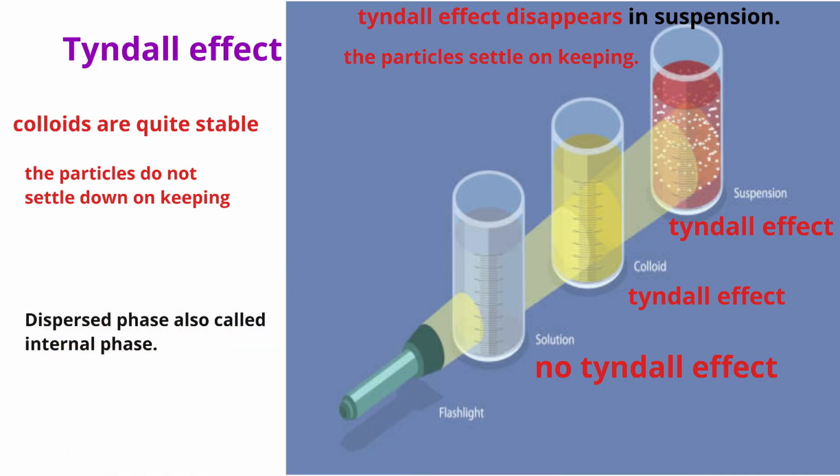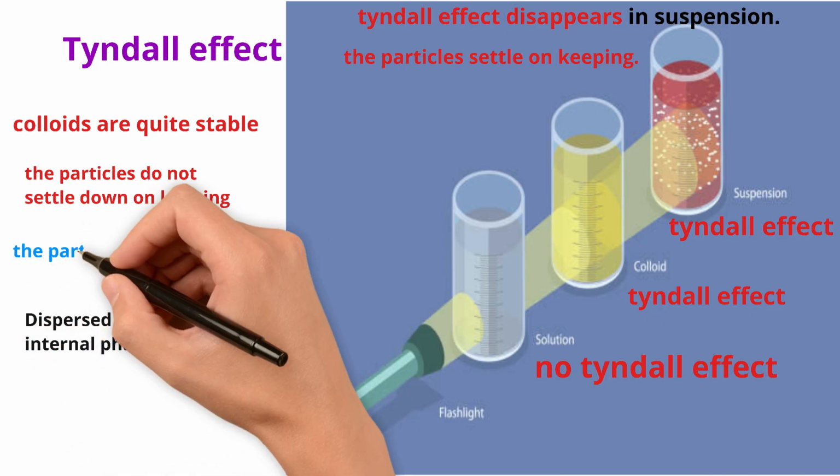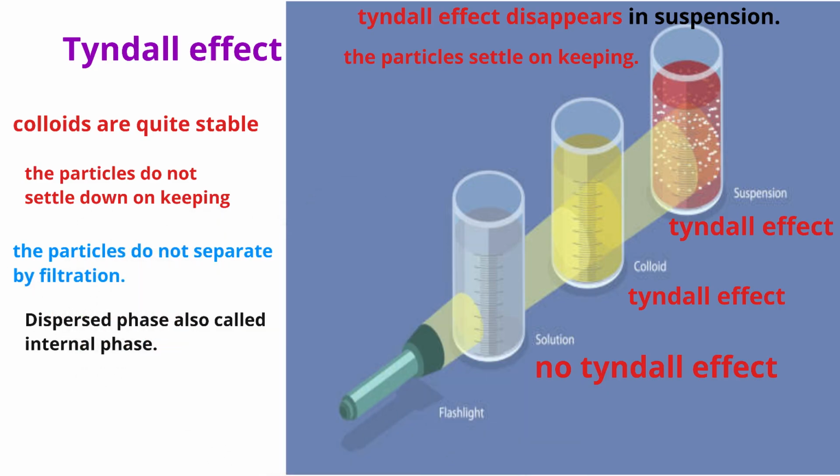The dispersed phase in a colloid is also known as the internal phase. The particles don't separate by filtration because the particles can pass through filter paper. The dispersion medium is also known as the external medium or continuous medium.